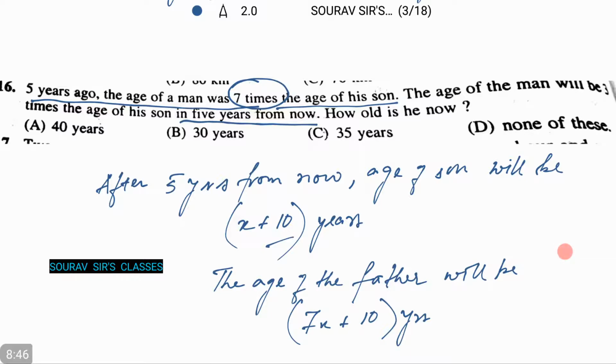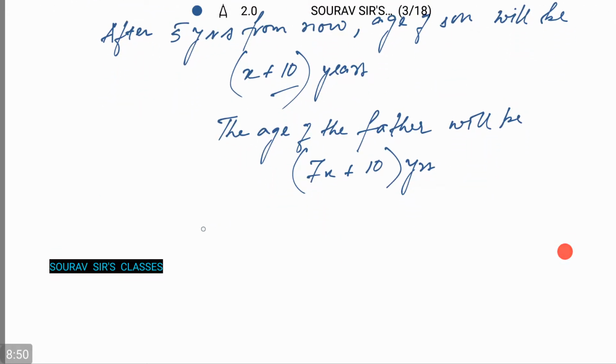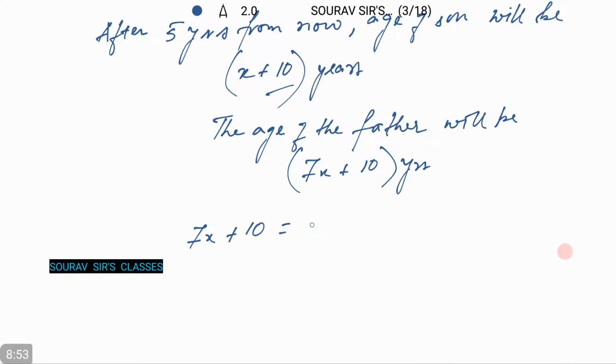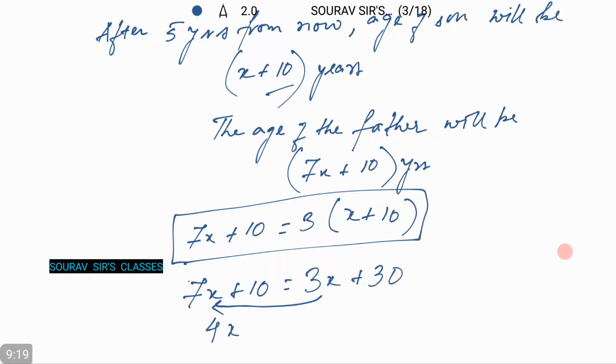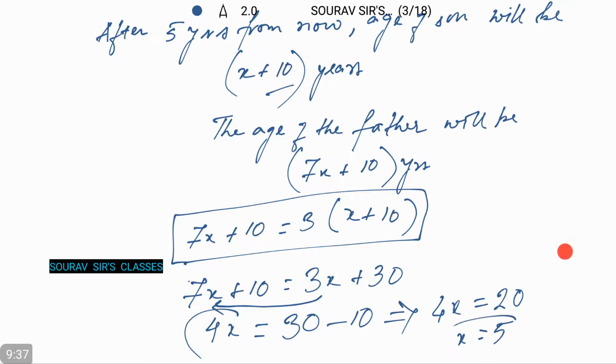So by the statement of the given question, we will have 7x plus 10 equals 3 into x plus 10. This is your first job. This first job is done. Now your second job is to solve this for x. Fine enough. Let's solve. 7x plus 10 equals 3x plus 30. So 4x, keeping this, just taking this here. And so it's subtracting. So 7x minus 3x gives us 4x equals 30 minus 10, which gives us 4x equals 20, and x gives us 5.